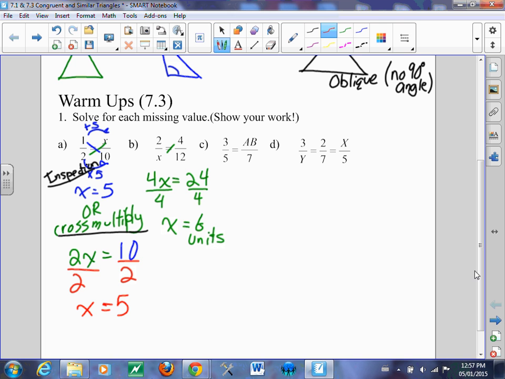So I'm going to hop back to A and just put units down, because when we get into our triangles, each side length that we're going to be comparing will have a unit of measurement. So let's just write down units. There we go. Now taking a look at C.